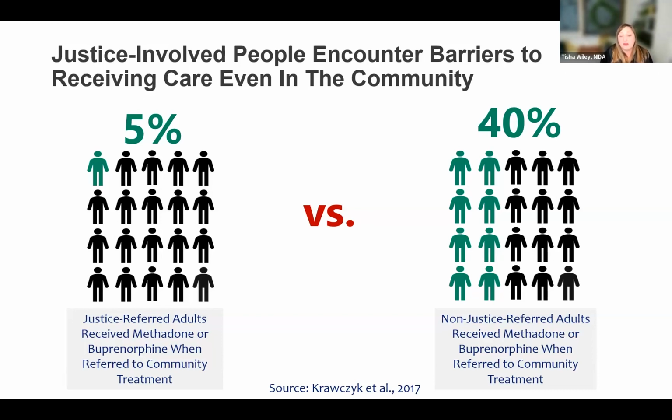Even when people are in the community, when people are referred to treatment systems from the justice system, only 5% receive access to methadone and buprenorphine, compared to 40% of people who engage with that system without that justice referral. So we see these disparities, even though we know that these medications are life-saving for this population in this particularly vulnerable period of time.